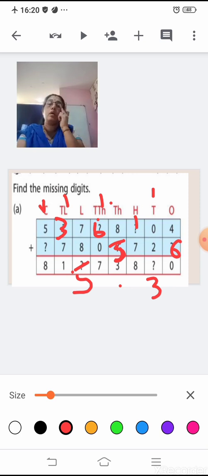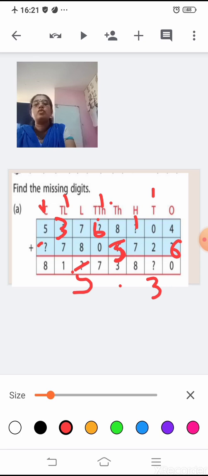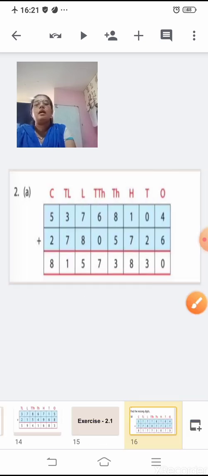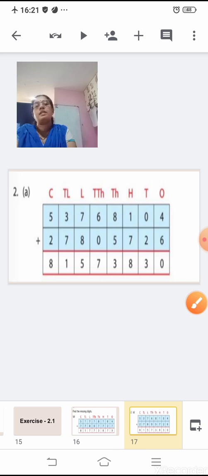Now in the crore place, 8 is bigger than 5. So 5 plus 1 is 6. So 6 plus 2 will give you 8. After this, if you want, you can practice this and check the answer from the next slide. Okay.